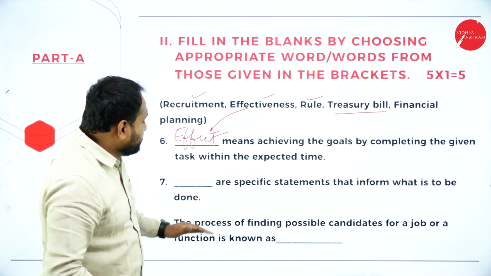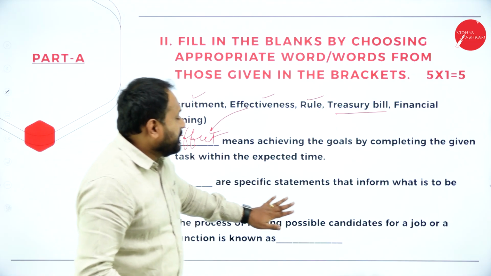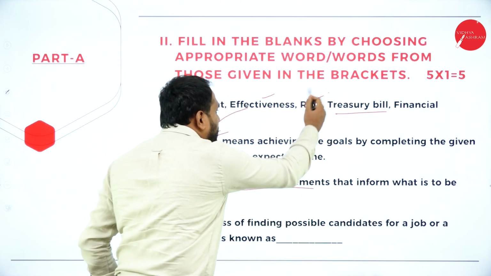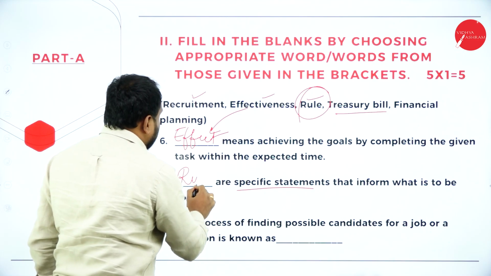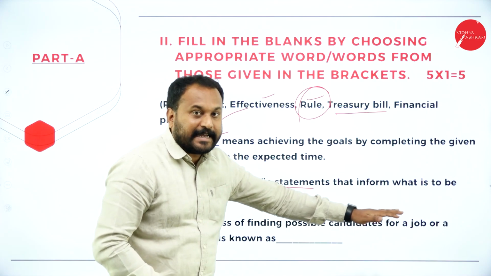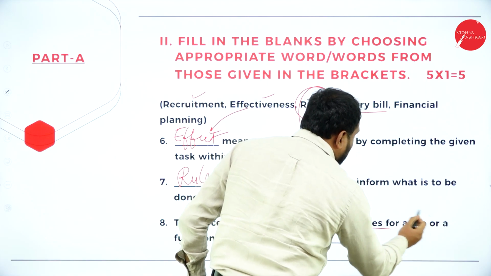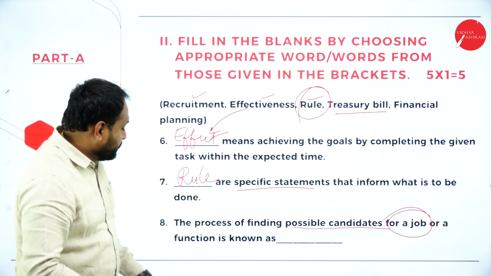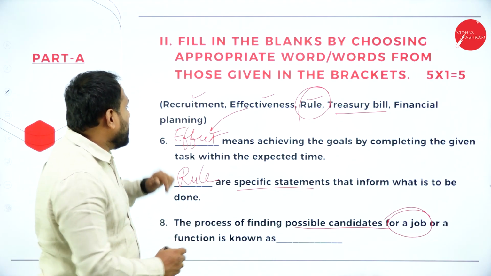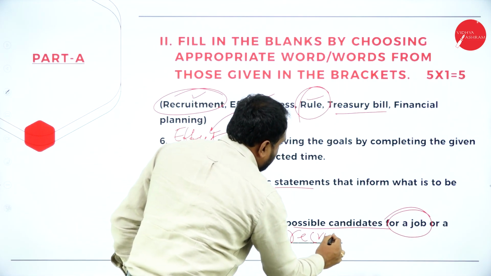Second one, that is the 7th one, fill in the blanks. Blank are specific statement. See the words specific statement, which I told you. Specific statement is which one? Rule. Rule is a specific statement. Next, the process of finding possible candidates. Please understand, possible candidates for a job or a function is known as, now staffing is there, which is the one? Recruitment. So here you write recruitment.